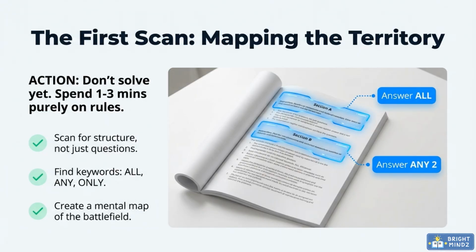When you get the paper, your first job isn't solving, it's mapping. For the first 1 to 3 minutes, hunt for the rules: how many sections there are, which ones are compulsory, and where you have choices. Watch for instruction words like answer all, answer any two, only, and at least. Use that to build a quick mental map. Which sections look easy, where you have choice, and where the paper is heavy. Then you start answering with a clear plan instead of guessing.